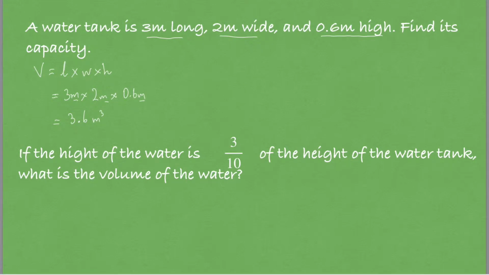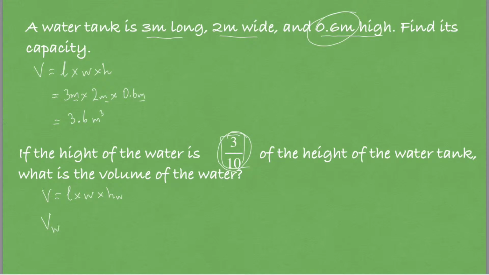Now the second part of the question asks: if the height of water is 3 out of 10 of the height of the water tank, what is the volume of the water? In this situation, height will change. The height of tank was 0.6 meter, but height of water in tank is 3 out of 10 of height. So volume of water equals length times width times height of water.